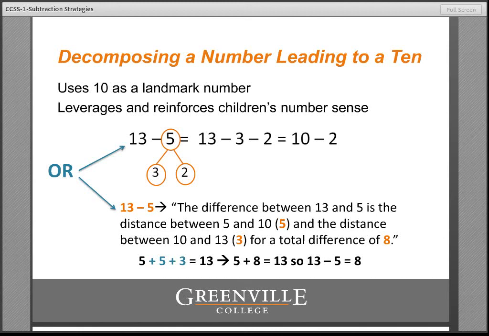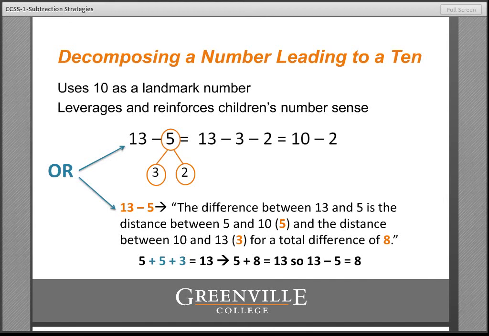So this strategy here is called decomposing a number leading to a 10. That's a rather bulky title, so I suggest that a more user-friendly label could be used when you talk with your students. But this strategy is named very specifically in the Common Core, so we're going to take a closer look at it. 10 is a very useful landmark in the number system. It comes in handy for both addition and subtraction. So we're going to use 13 minus 5 as an example.